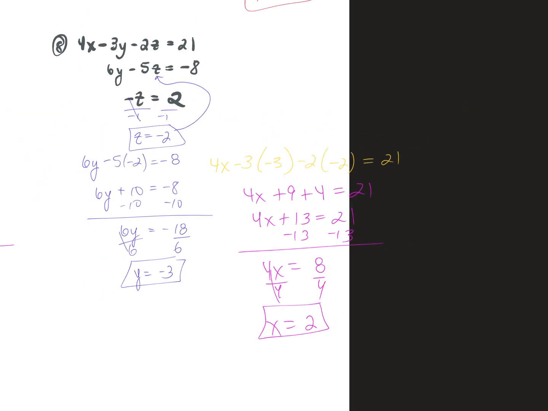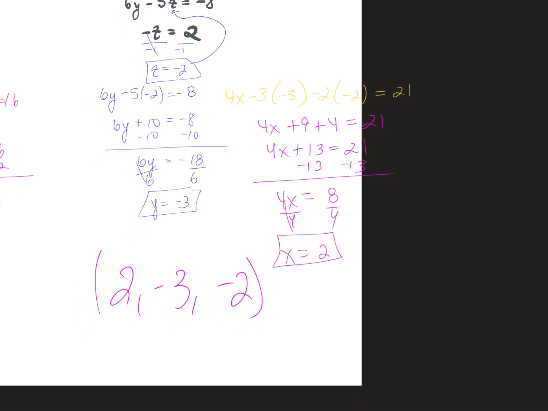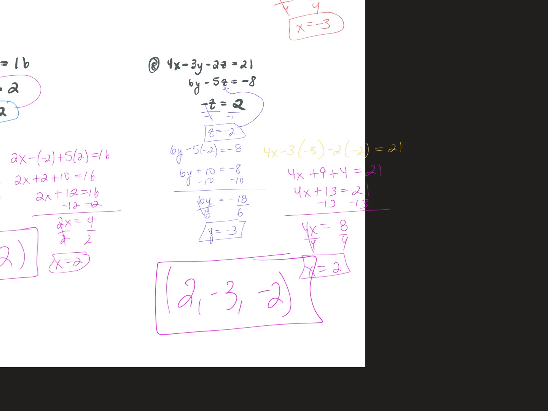So what is your ordered triple? 2, negative 3, negative 2. Perfect. Good job. Questions? All right, this is really, really easy. It's just a matter of paying attention to what you're doing and not making careless mistakes. Because little things like, oops, I meant negative 3 and I put positive, it makes a really big difference when you're plugging into other equations. So just make sure you guys are paying attention to that.